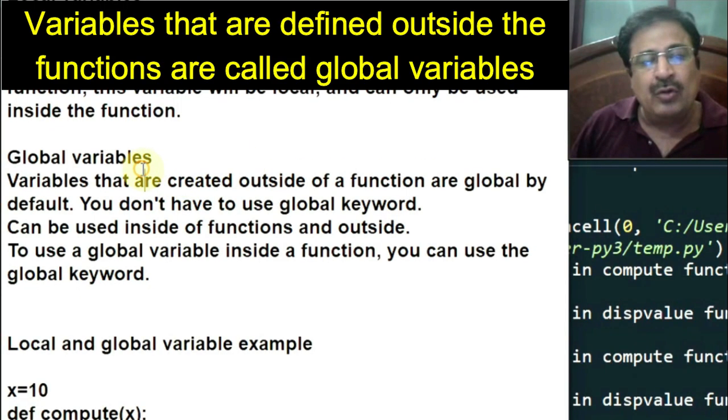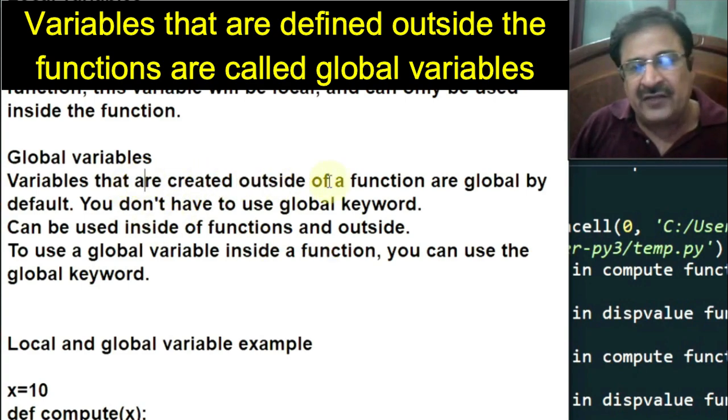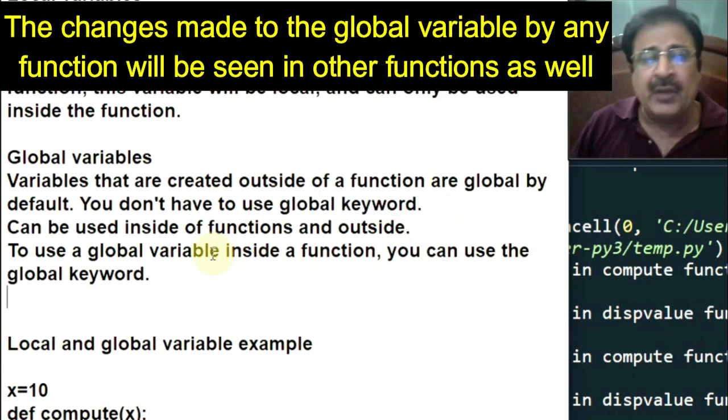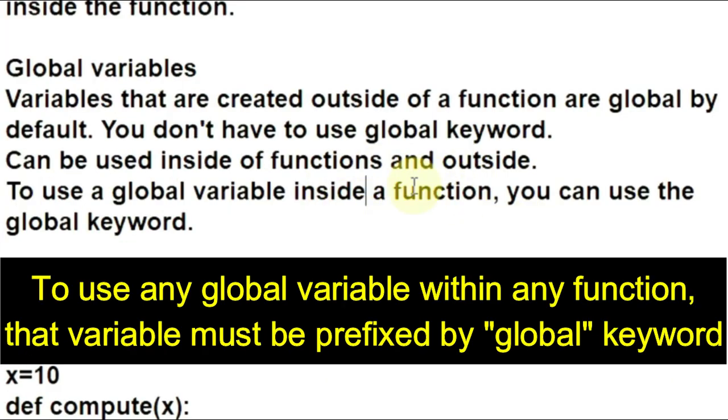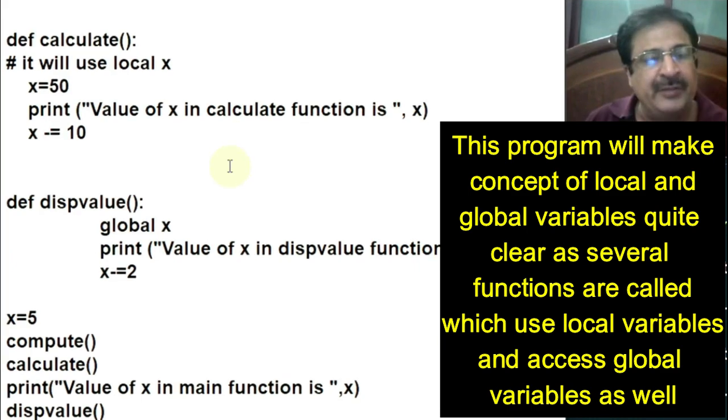Okay. Now what are global variables? The variables which are defined outside a function are global by default, and you don't have to define a global keyword for that. Okay. And that global variable can be used inside a function, can be used outside a function. And while using a global variable inside a function, you have to use the global keyword. Okay. Now let us understand this program.